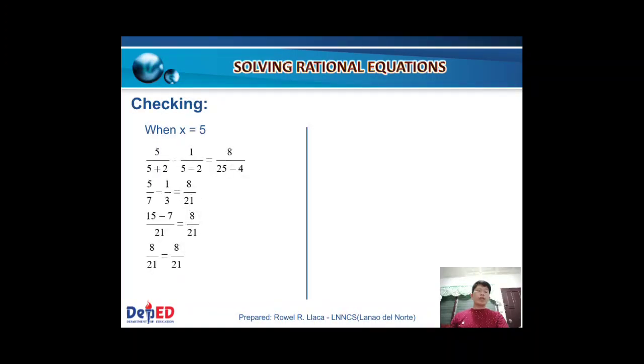We are going to check if our answers are correct. When x is equal to 5, substitute the value of x. It becomes this one, 8 over 21 equals 8 over 21. So x is equal to 5 is a solution.